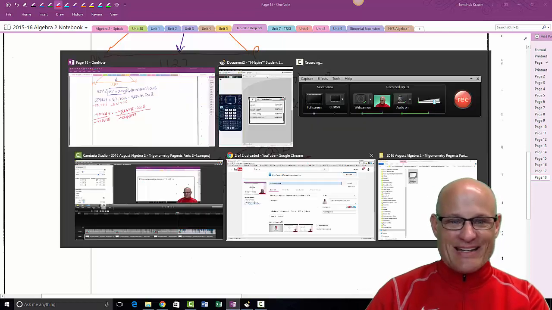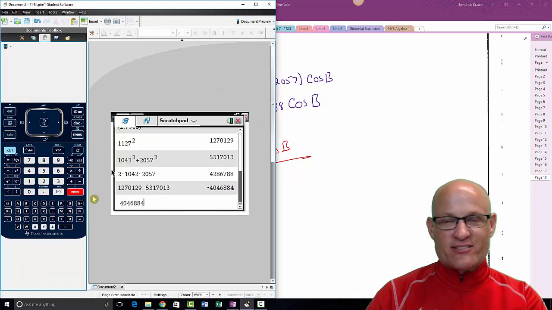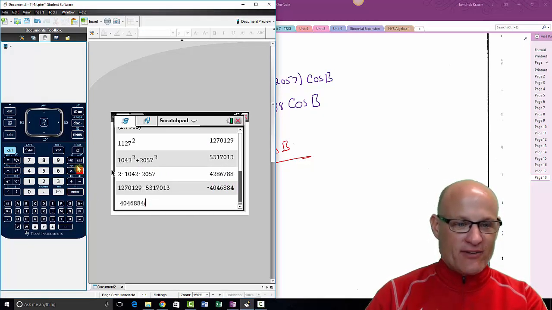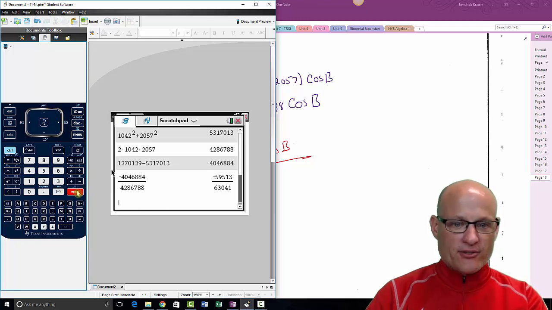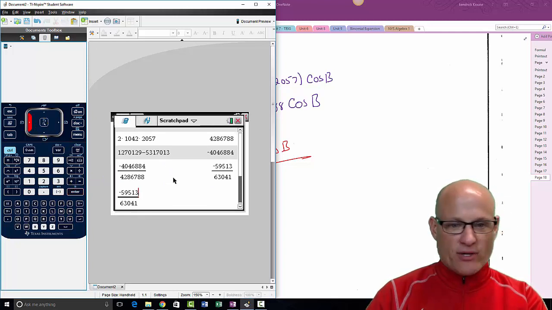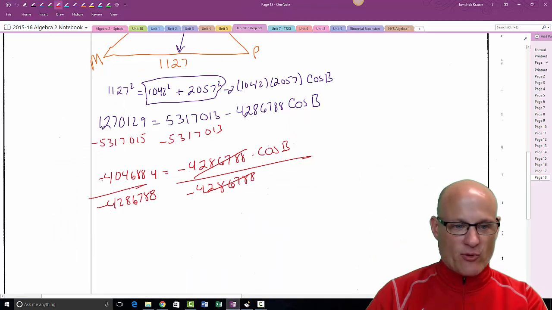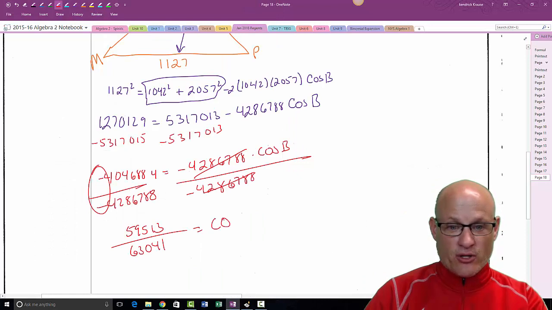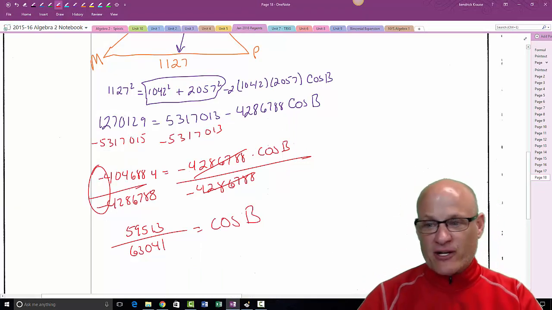That's why, even though I'm writing these, I'll never write that. I'll say that one, because if I tried to retype that in, I'd probably make a mistake. Divided by this one. Enter. Let's get that as a decimal. It should be positive because it's a negative divided by negative. So it should be 59,513. Again, it's positive because there's two negatives there. Over 63,041 is equal to the cosine of B. Now, finally, I can figure out what B is.